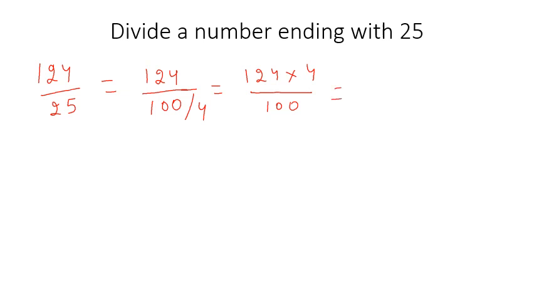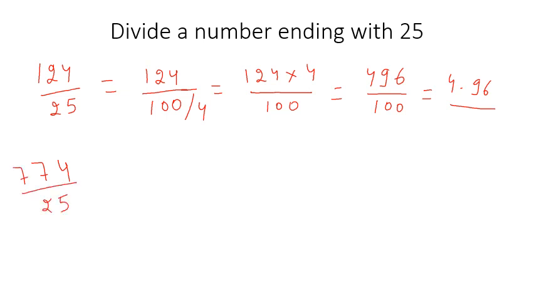So the result will be 496 divided by 100, so the final result will become 4.96. Let's take one other example. Let's make it a bigger number, 774 divided by 25. Let's try to do it mentally.